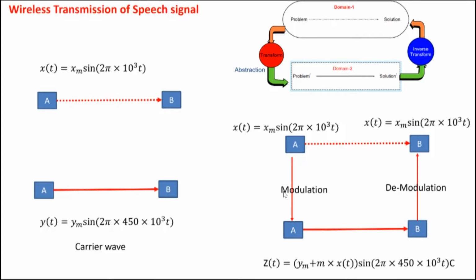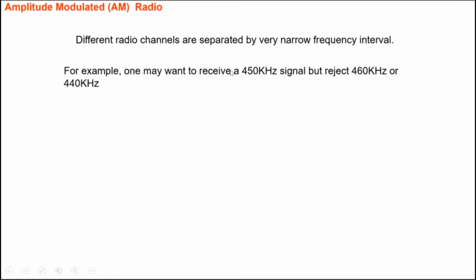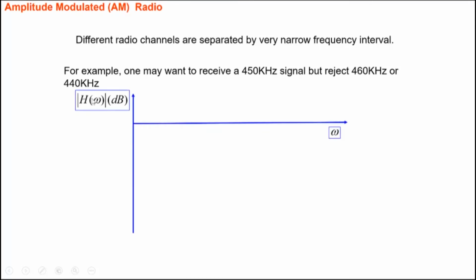So we have various different channels that we want to transmit. Typically, the different radio channels are separated by very narrow frequency intervals. For example, there may be one channel whose carrier frequency is 450 kilohertz, and another channel at a carrier frequency of 460, or another lower at 440. And obviously you want to receive the 450 kilohertz channel, let's say, and thereby reject 460 or 440 kilohertz. So we are talking in terms of filtering.